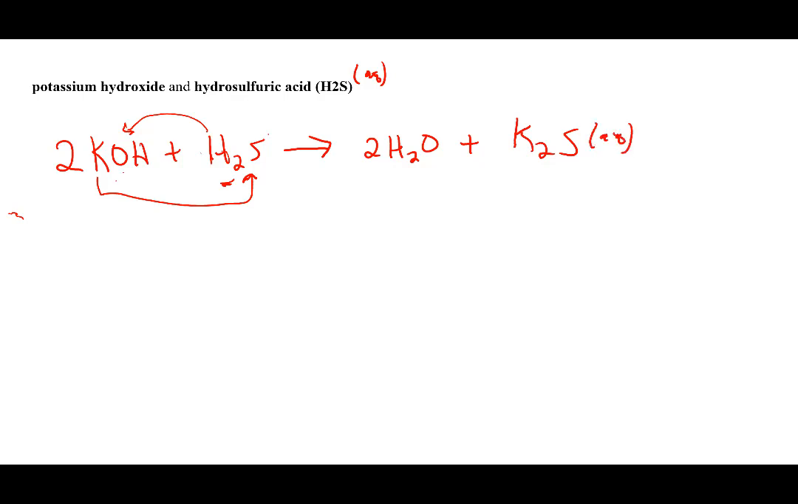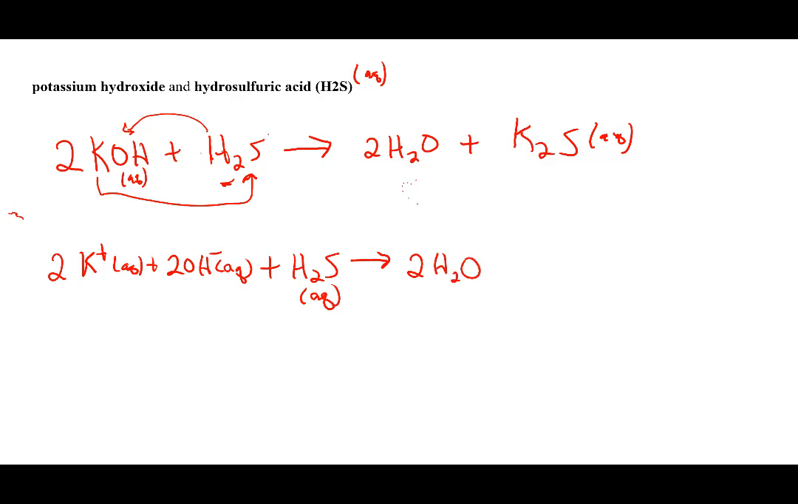So now when we write things out, the potassium hydroxide is soluble, because it's a potassium salt, we're going to have 2K plus aqueous plus 2 hydroxides aqueous plus H2S, that's aqueous. Remember, it's soluble because it's an acid, but it stays together because it's a weak acid. It's going to make 2 waters. Those waters will be in the liquid state, as waters always are in water. And the potassium sulfide is soluble. It's a soluble salt, so it's split up. So it's 2K plus aqueous plus sulfide aqueous.